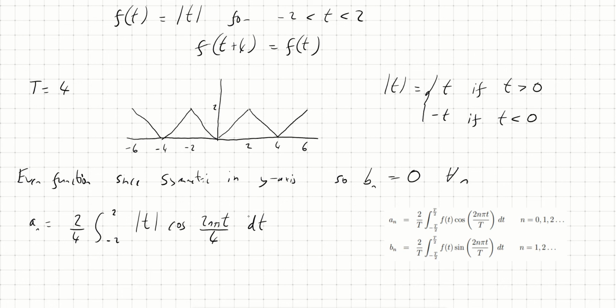We can change this slightly because it's difficult to integrate with mod functions, but thankfully we've redefined the mod function. Mod t is equal to t if t is greater than 0, and it's minus t if it's less than 0, so we can split this integral up into two pieces. 2 over 4 is 1 over 2, and we can split the integral up into a 0 to 2 piece. 0 to 2 is where mod t equals t, cos(2n pi t over 4), which is just n pi t over 2.